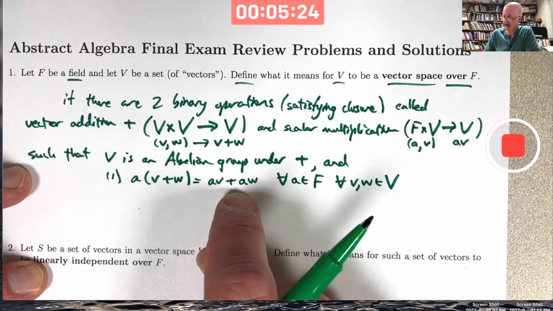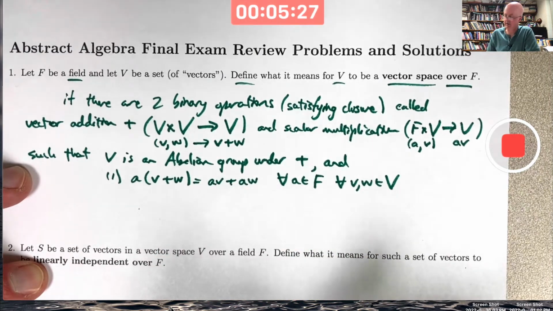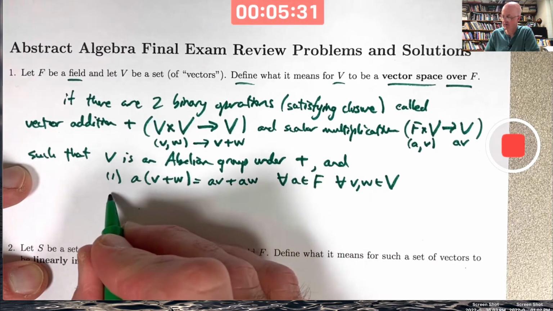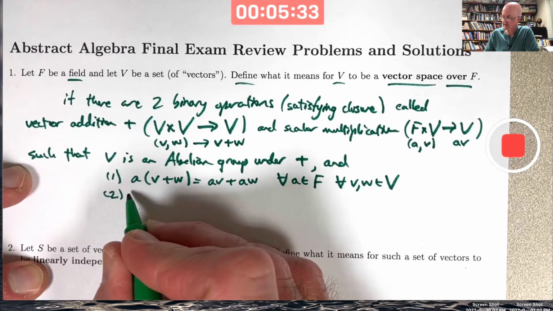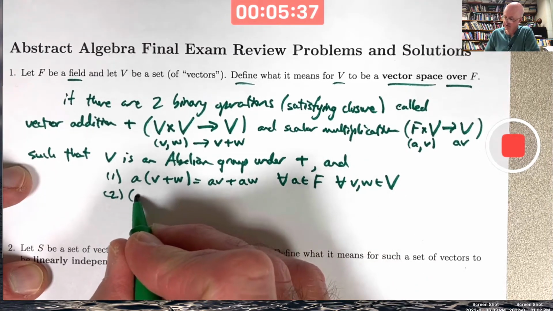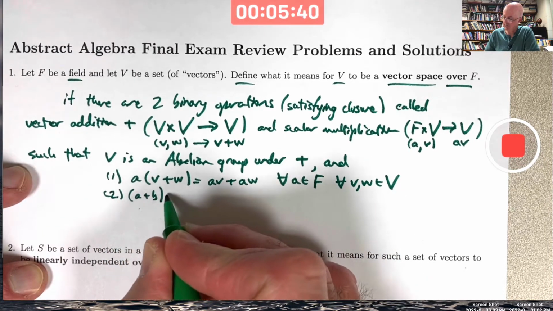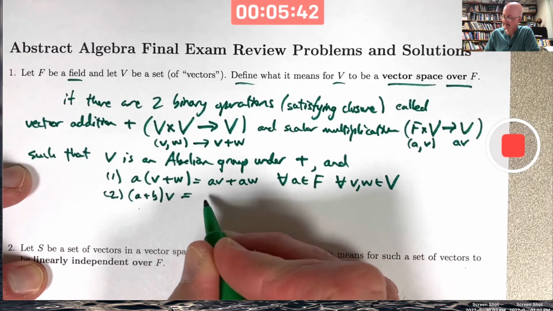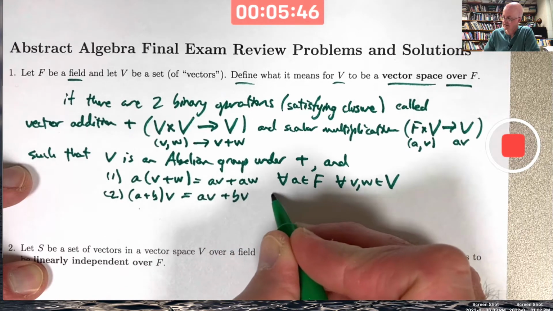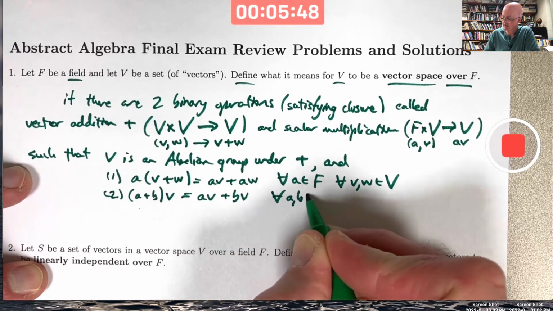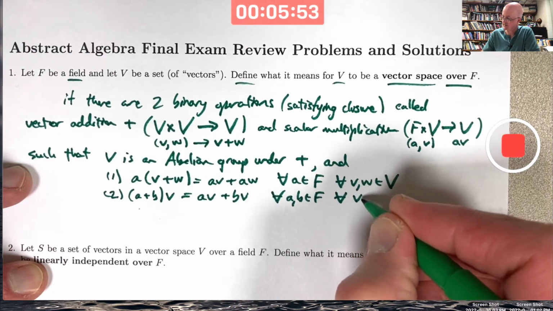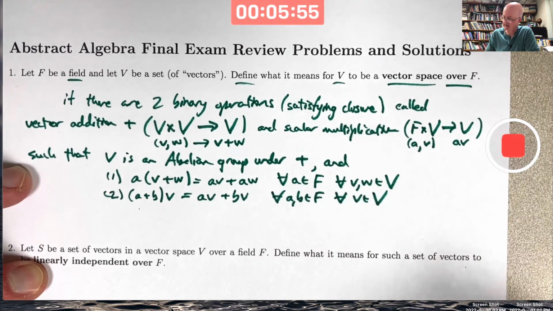I could put this in the opposite order because V is also an abelian group. That's one distributive property of scalar multiplication over vector addition. There's also a distributive property that you could call scalar multiplication over scalar addition. Two scalars a and b being added and then multiplied times a vector is the same as the first scalar times the vector plus the second scalar times the vector. This is true for all scalars a and b in the scalar field F, and true for all vectors v in the vector space capital V.